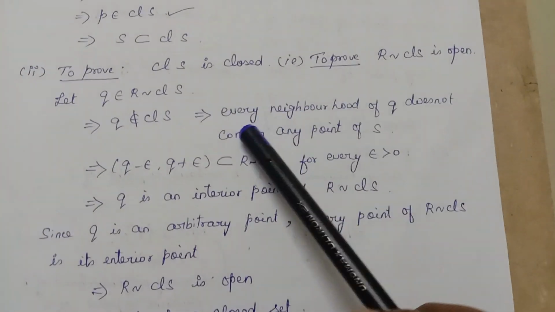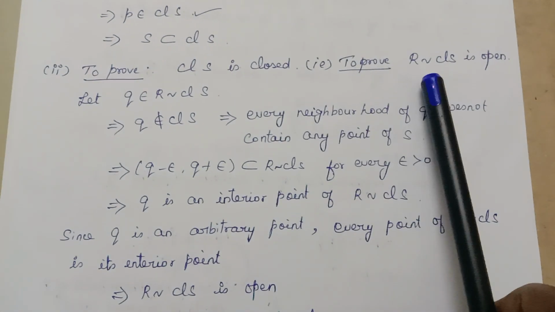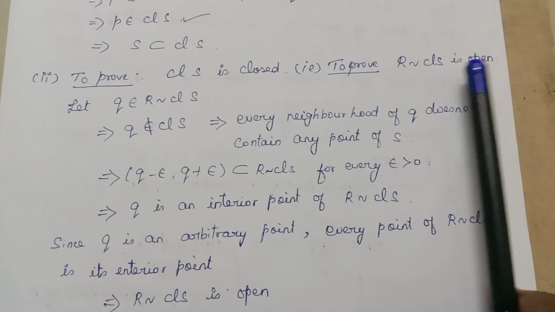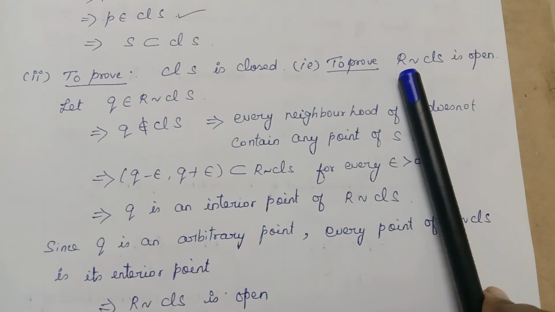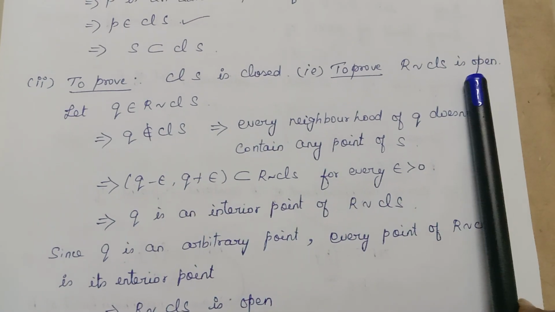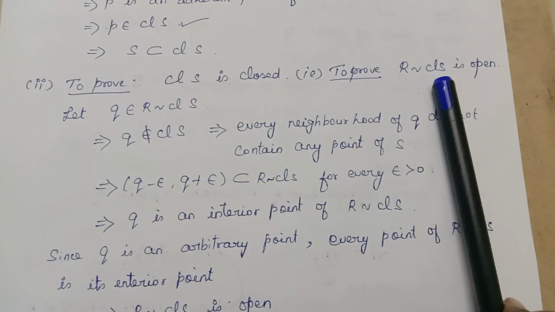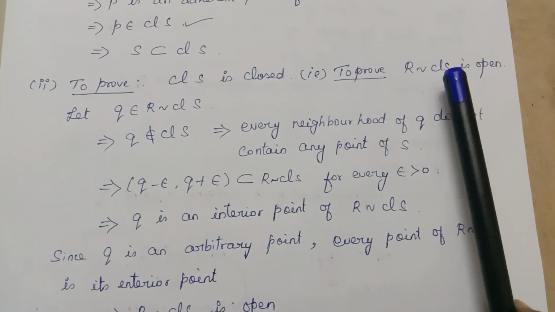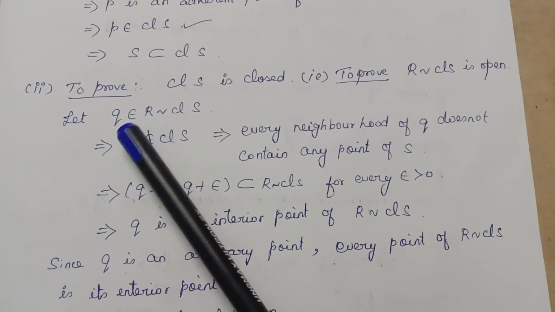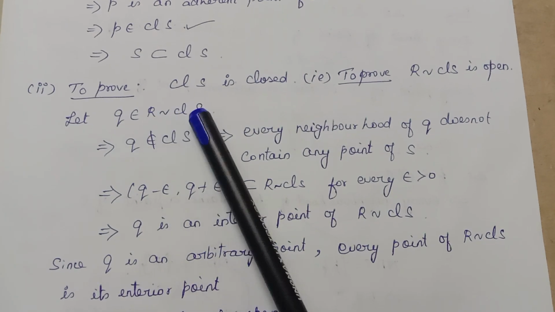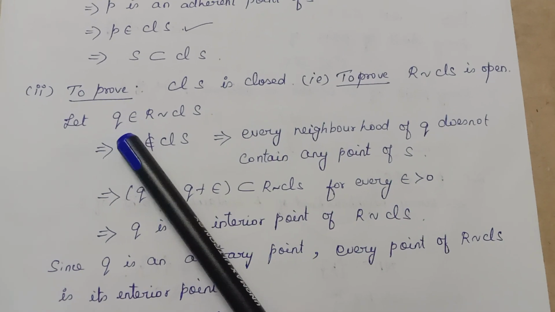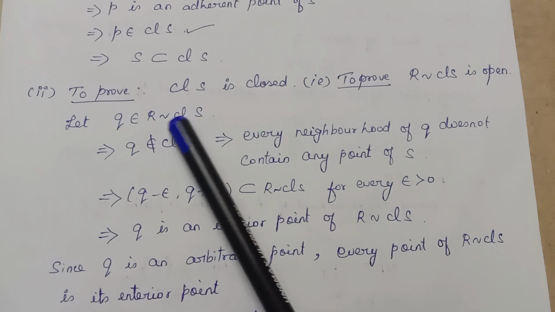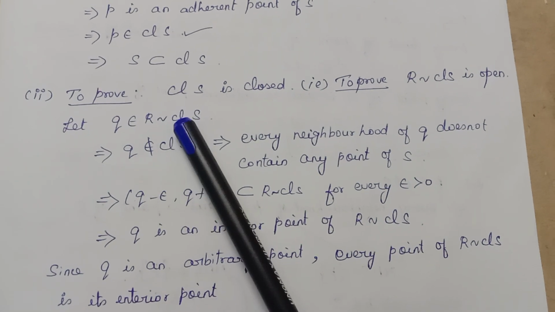So if I want to prove it is closed, I have to prove its complement, R minus closure of S, is open. For proving R minus closure of S is open, I have to prove it is a neighborhood for each of its points. So for that I am taking one arbitrary point Q belonging to R minus closure of S. What do you mean by Q belonging to R minus closure of S? That is, Q is in the complement of closure of S.